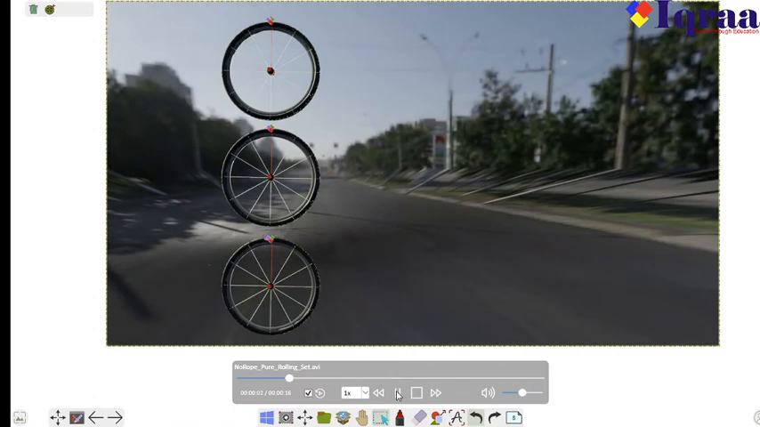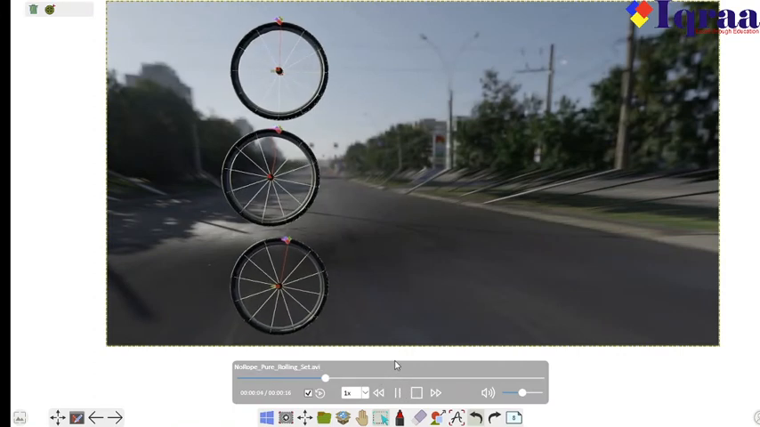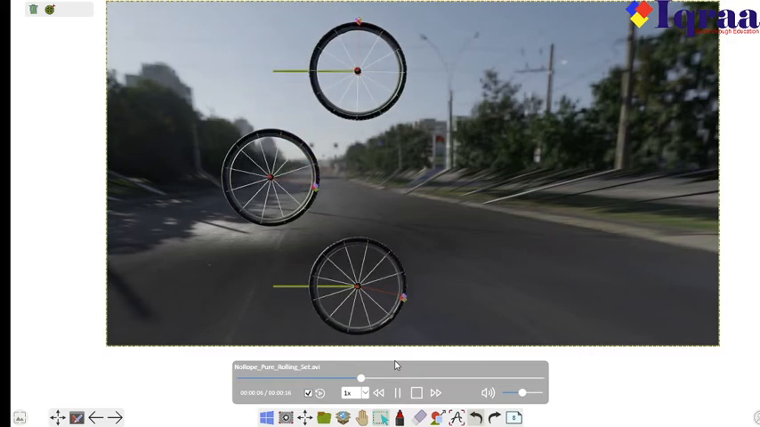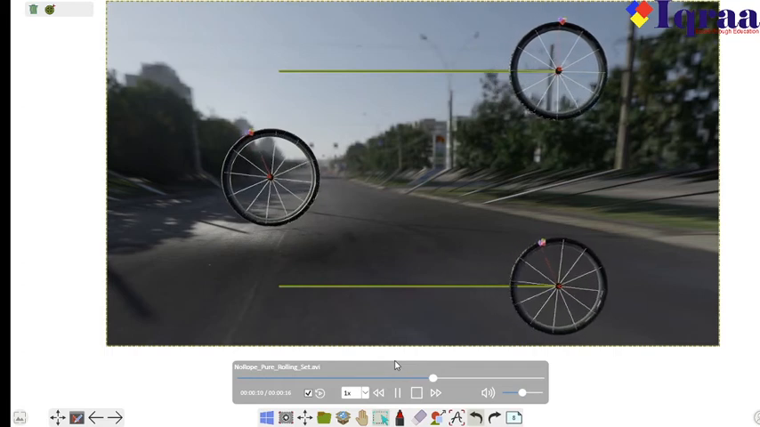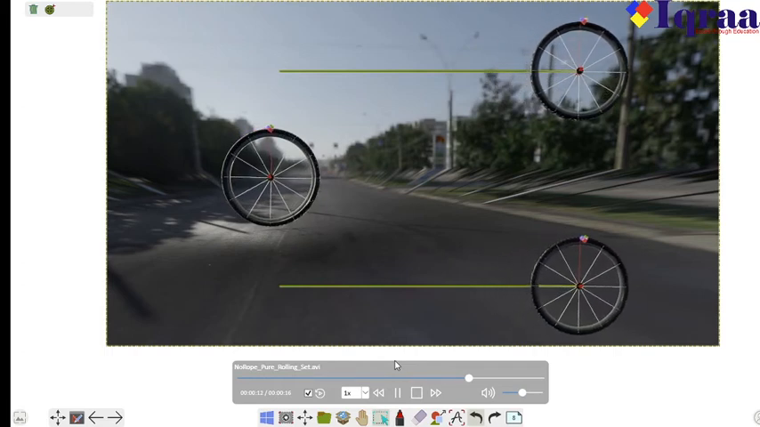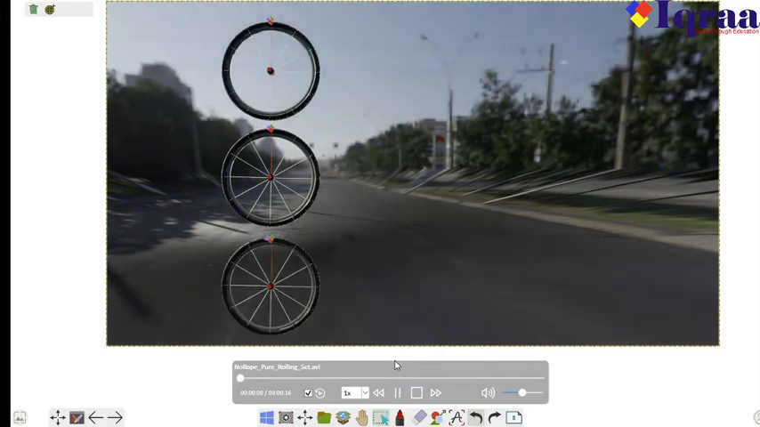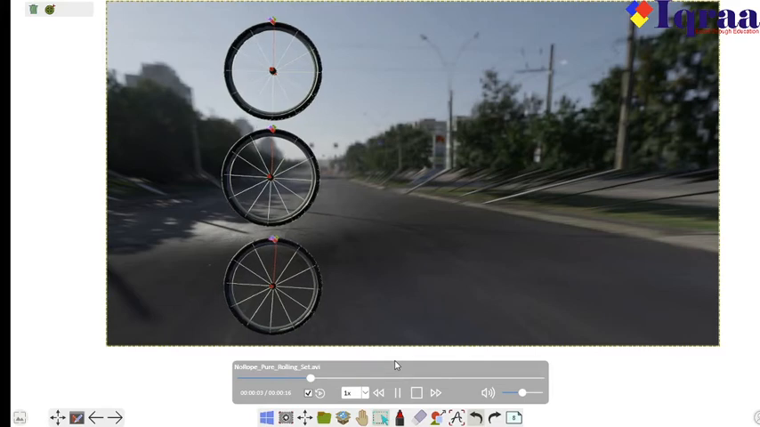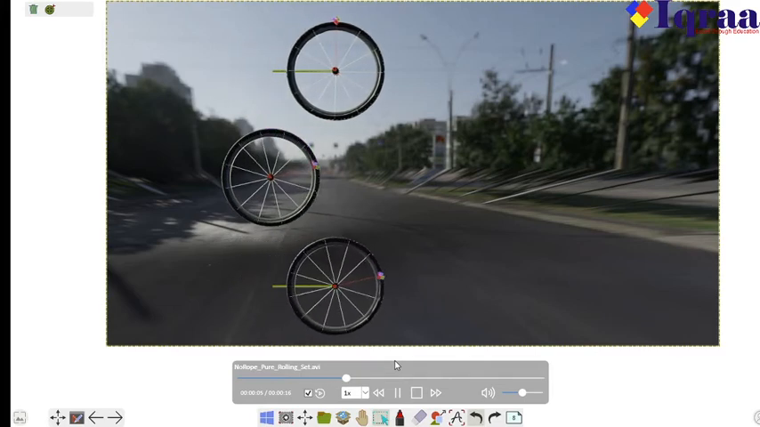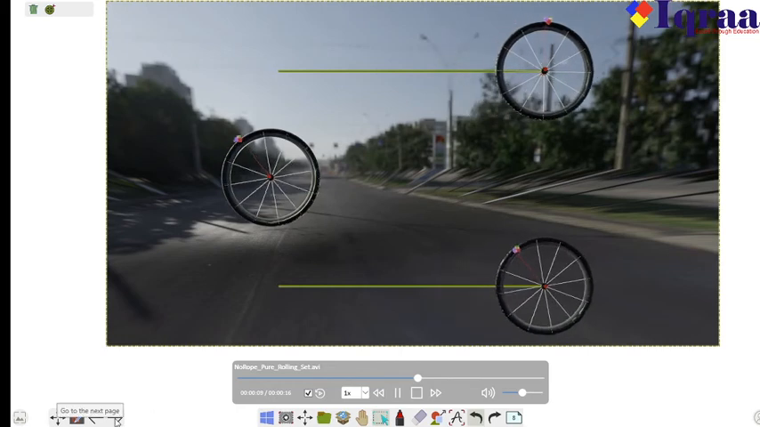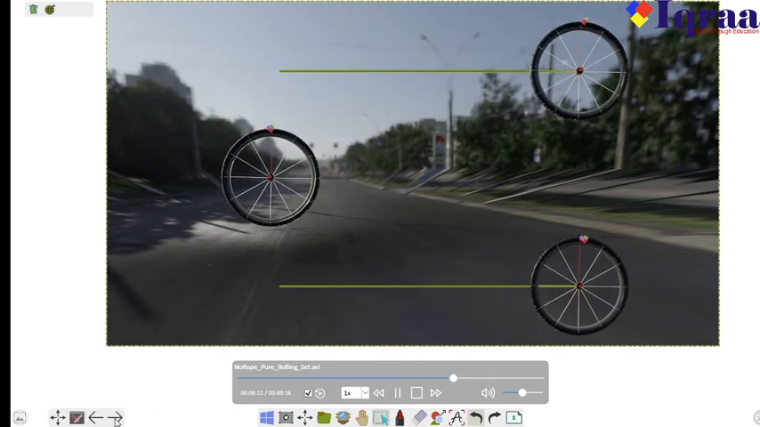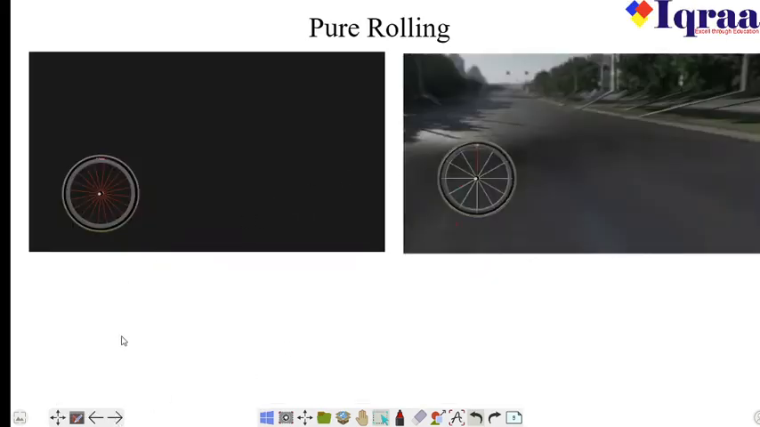So here what we see is that the wheel on the top is doing a pure translation motion and the wheel in the middle is performing a rotation motion. The third wheel, which is the superposition of the translation and the rotation motion, is performing a rolling motion. We can classify rolling motion into two categories, pure rolling and impure rolling.